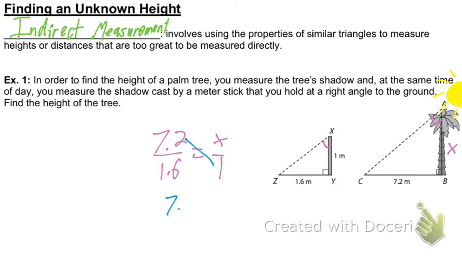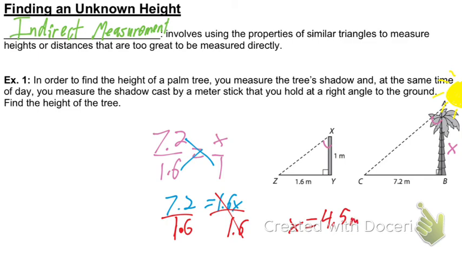From here, do we know how to solve a proportion by now? I hope so. If not, you might want to talk to me. 7.2 times 1 is 7.2. 1.6 times x is 1.6x. Divided by 1.6, it's 4.5, right? Yes, it is. 4.5 what? Meters. This palm tree is 4.5 meters tall. Questions on that?